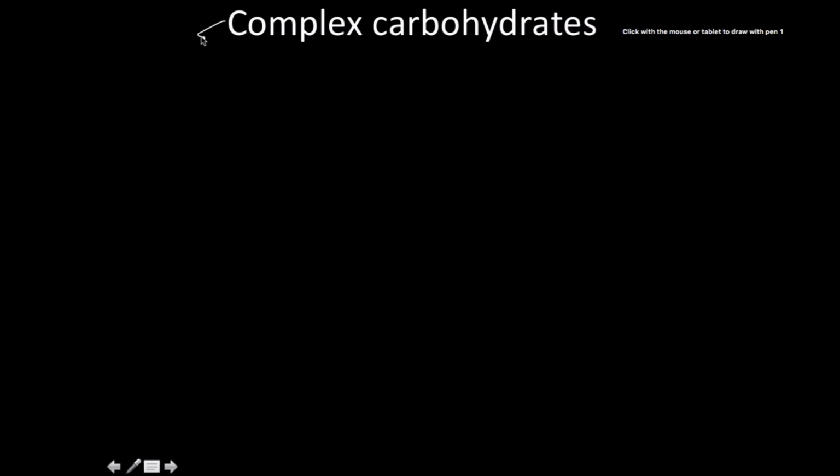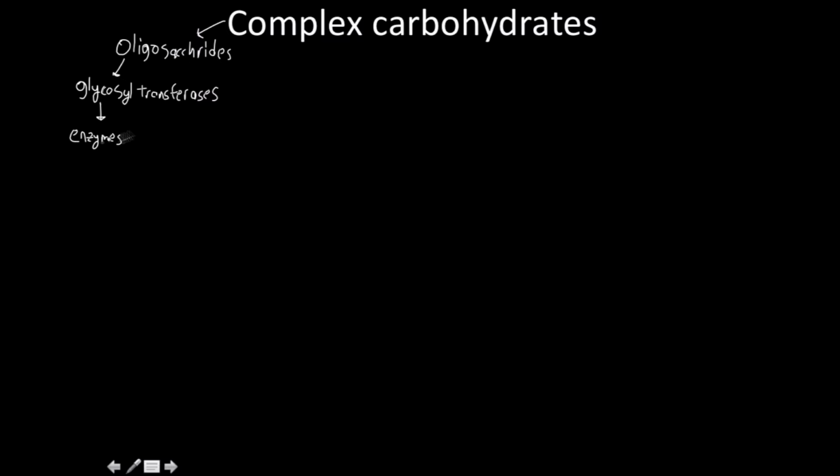Before delving into complex carbohydrates, there are just two things I really wanted to mention, starting with oligosaccharides. If you remember, oligo means just a few, like 15 or so maybe. These are formed by enzymes known as glycosyltransferases. You know it's an enzyme because it's in the -ases, and they are going to catalyze the formation of glycosidic bonds. Okay, so that's it for the oligosaccharides.